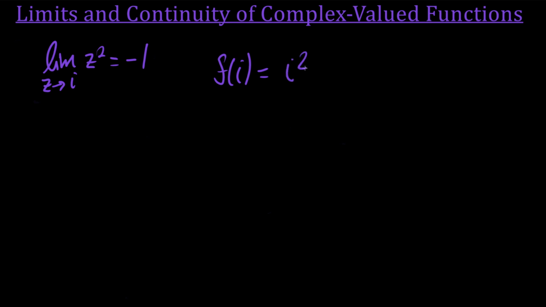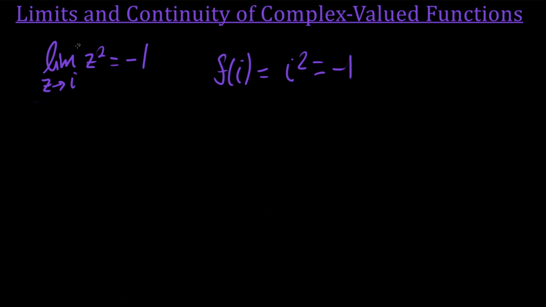All right, just to go over a quick example, recall that from earlier in the video, we showed that the limit as z approached i of z squared equaled -1. And so notice what happens when we plug i into our function. If we plug in i for z here, where f of z equals z squared in this case, we get i squared, which equals -1.